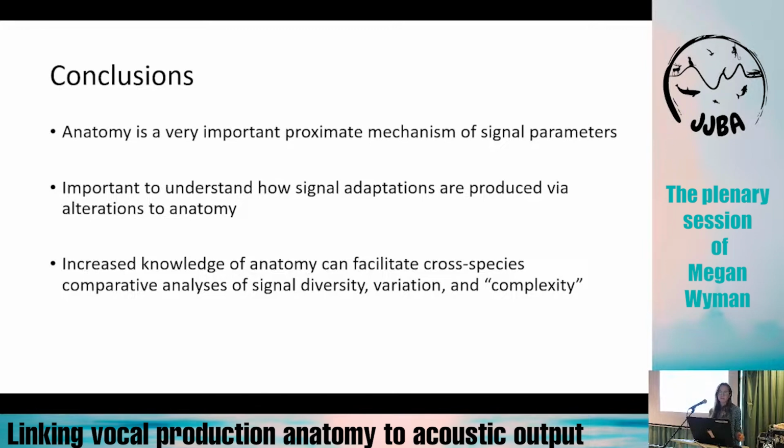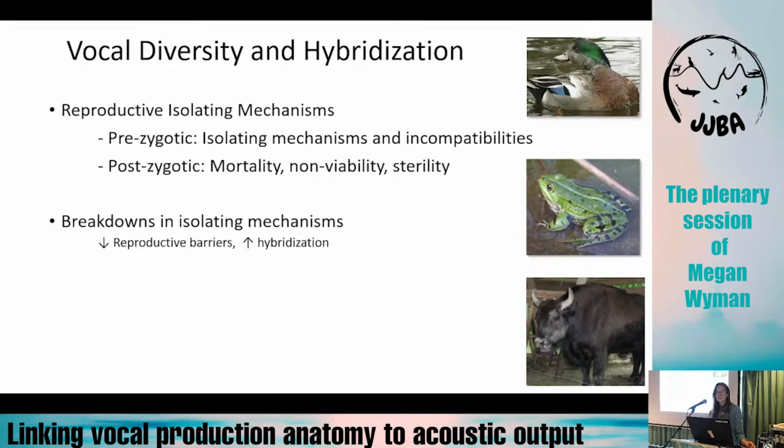Okay, so we learned that anatomy is a very important proximate mechanism of these signal parameters. And it's important to understand how these signal adaptations are produced with alterations to anatomy. And this increases our knowledge of anatomy that can facilitate cross-species comparative anatomy, looking for signal diversity, variation, and complexity. Now let's jump to hybridization.